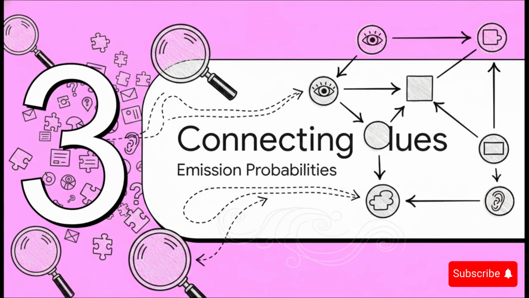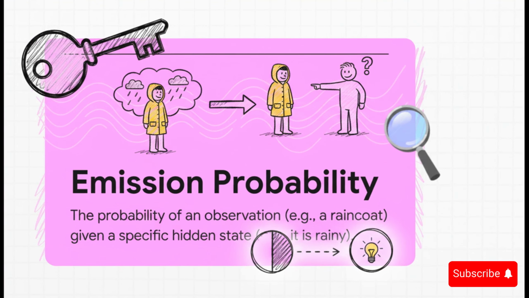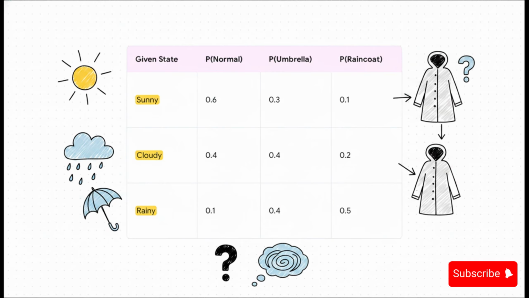Okay, so we have the hidden states, and we have the clues. How do we actually, systematically connect the two? This is where it all comes together. The key that unlocks this whole thing is called an emission probability. It sounds fancy, but all it is is the chance of seeing a particular clue given a particular hidden state. So, what's the probability of seeing a raincoat if we know it's sunny? That's an emission probability.